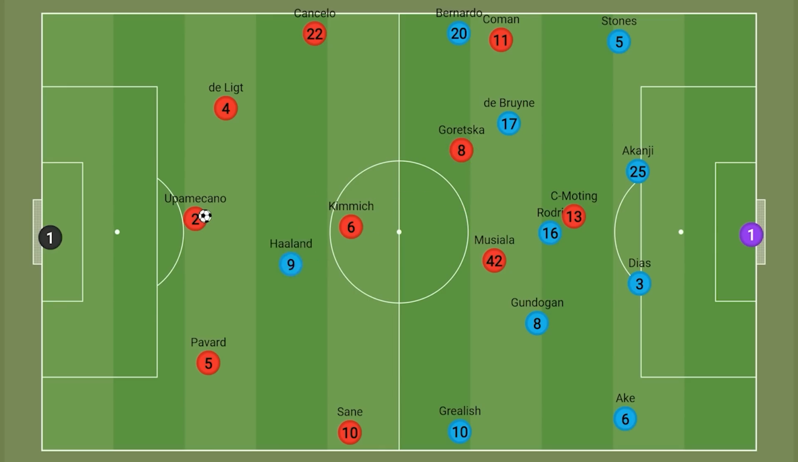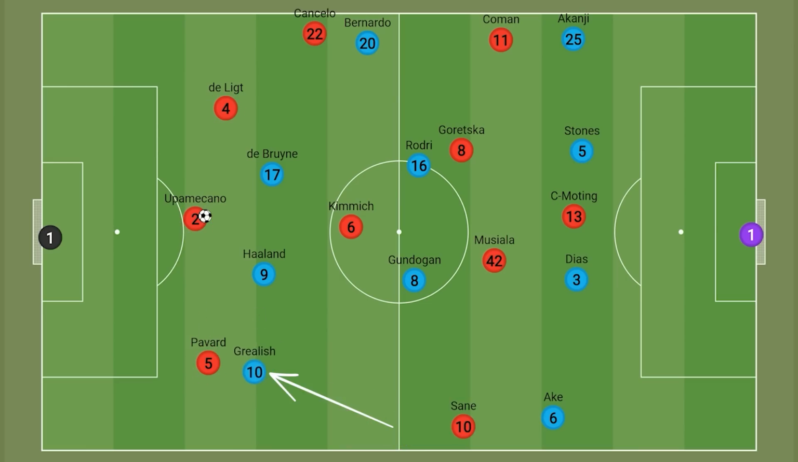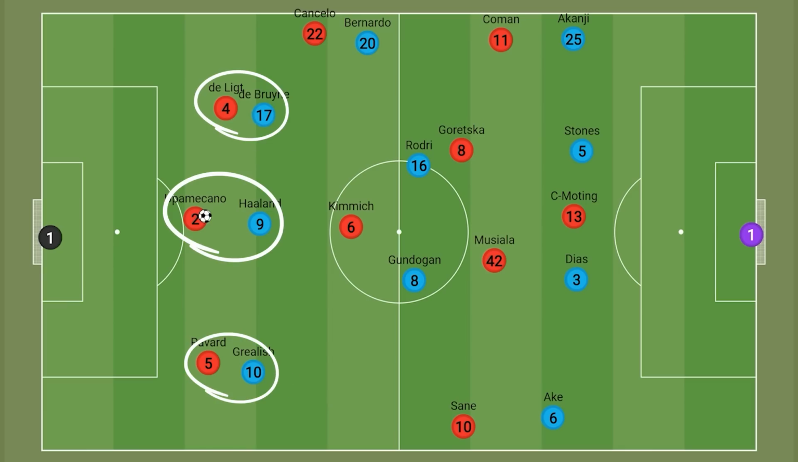Choupo-Moting. So, as we know in these situations, City like to start in more of a 4-4-2 in their defensive stance that looks something like this. However, due to the 3-man backline, when City were being more aggressive in the press, it would mean Grealish would have to come from out to in to look to close down Pavard, allowing them to have more of a 3 versus 3 against the backline.